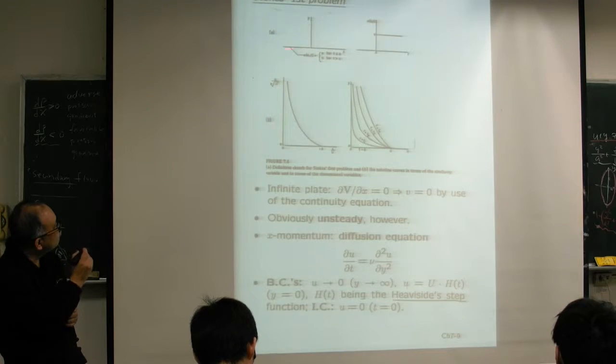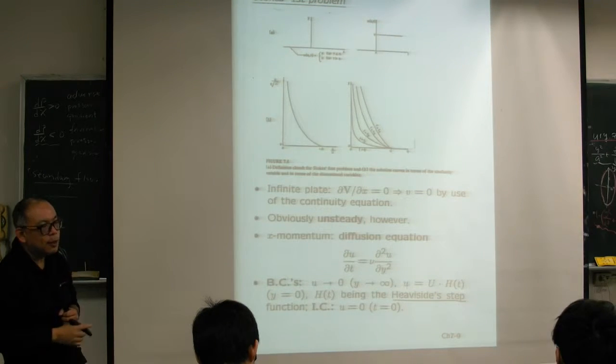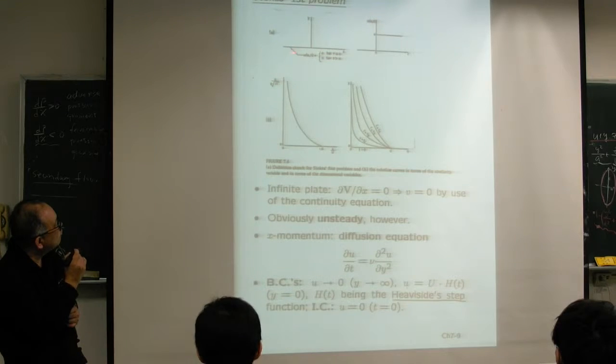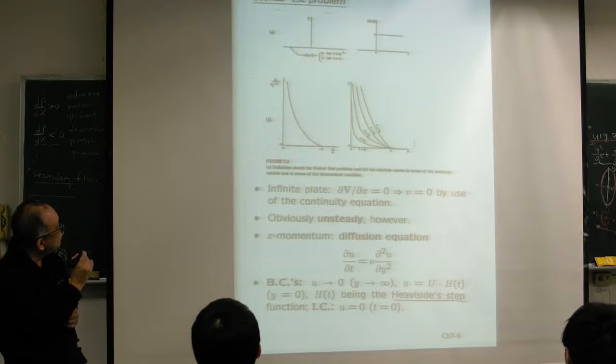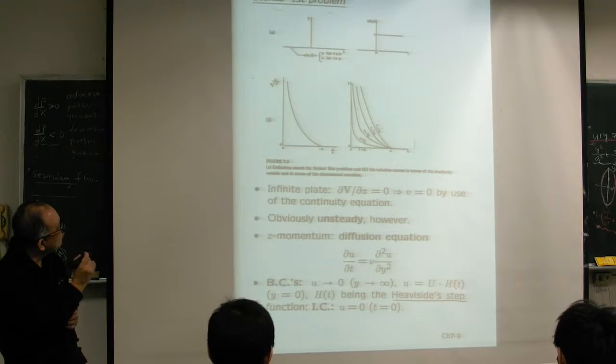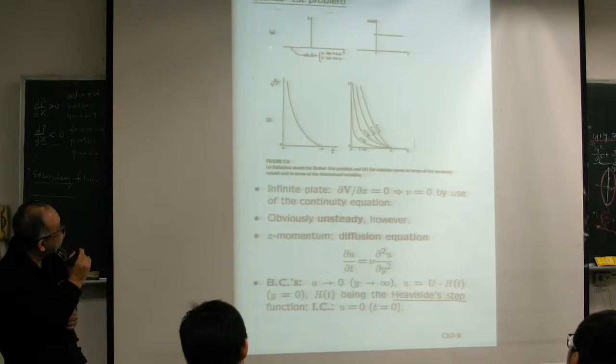This is a bottom wall, but we don't have any upper surface. We only have a bottom wall, and the flow is above this surface, within this region here. This is the wall. At time less than 0 the wall is stationary, but suddenly at time equal to 0, the velocity of the boundary wall suddenly becomes a constant velocity moving in this direction. So we have this step function.